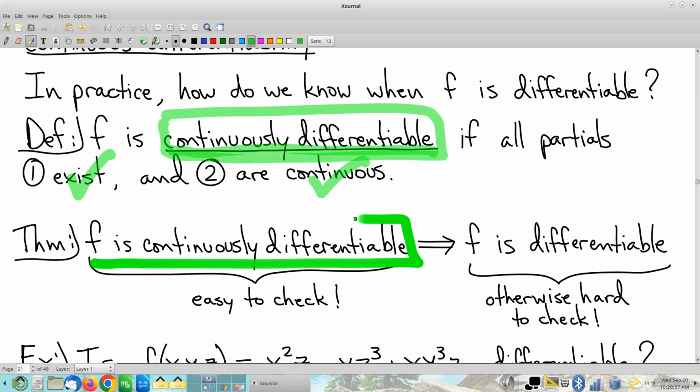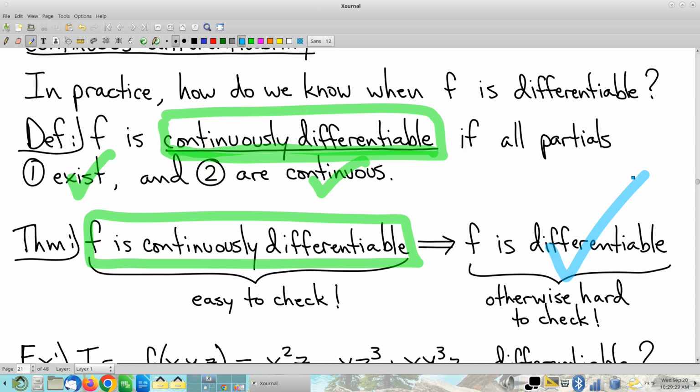If a function is the easily checked continuously differentiable, then the function is also differentiable. And we get to conclude the result of that great big nasty discussion about vanishing relative error and all that stuff. We don't have to do any of that. If the function is continuously differentiable, then it is also differentiable.